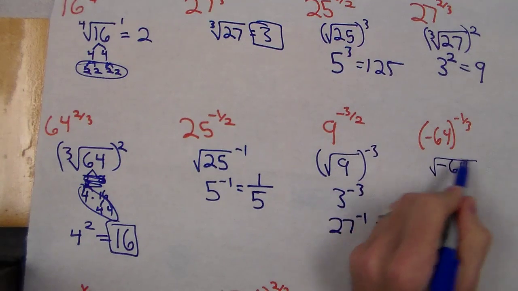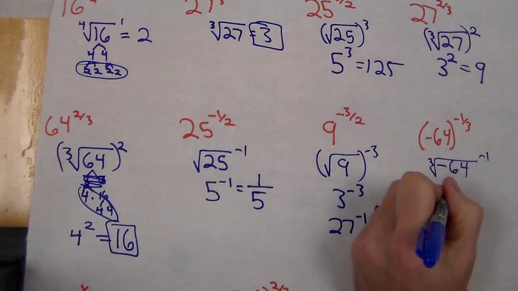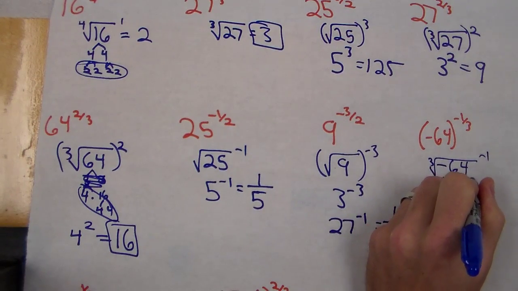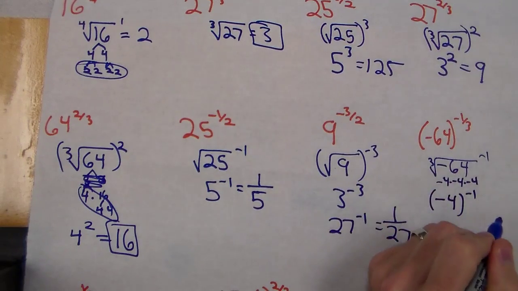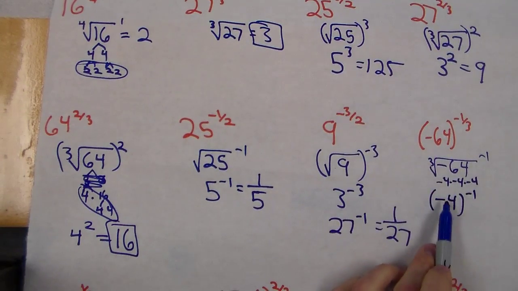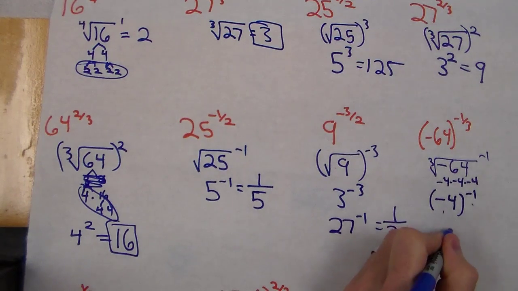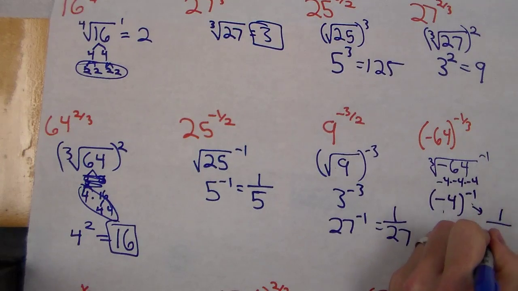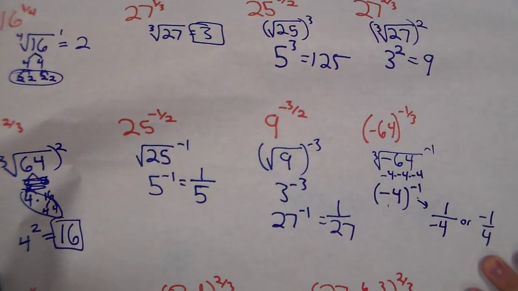Negative 64 to the -1/3. Again, we focus on the 3. Leave the -1 there. Now, the cube root of -64, we can take a cube root of a negative. It is -4 times -4 times -4. So it's going to be -4 to the -1. This is the number. It's negative. We're really happy for it, but we're concerned about this negative exponent. It goes underneath, so it's 1 over -4, or you could write -1/4. They both mean the same thing.